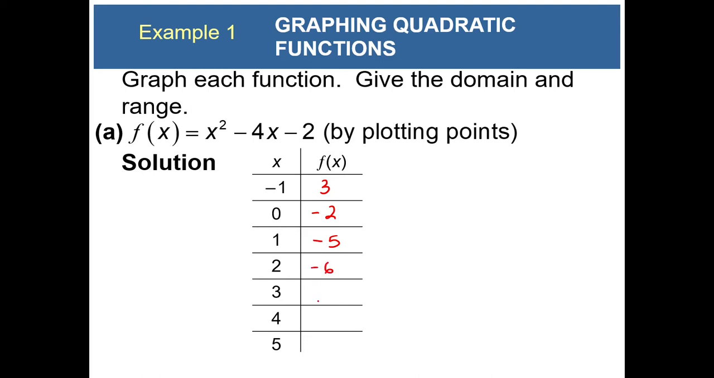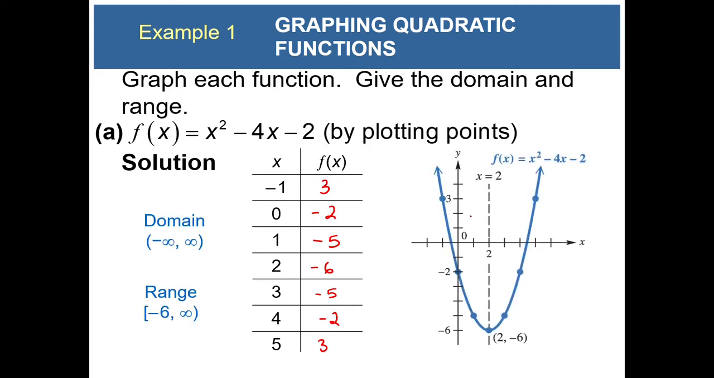3 squared minus 4 times 3 minus 2 yields negative 5. 4 squared minus 4 times 4 minus 2 yields negative 2. And finally, 5 squared minus 4 times 5 minus 2 yields 3. So we can plot these points on a graph now. And we get the following parabola.